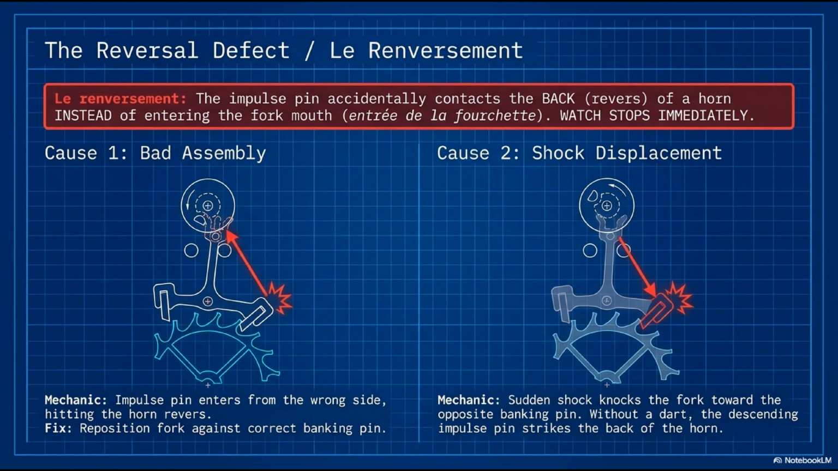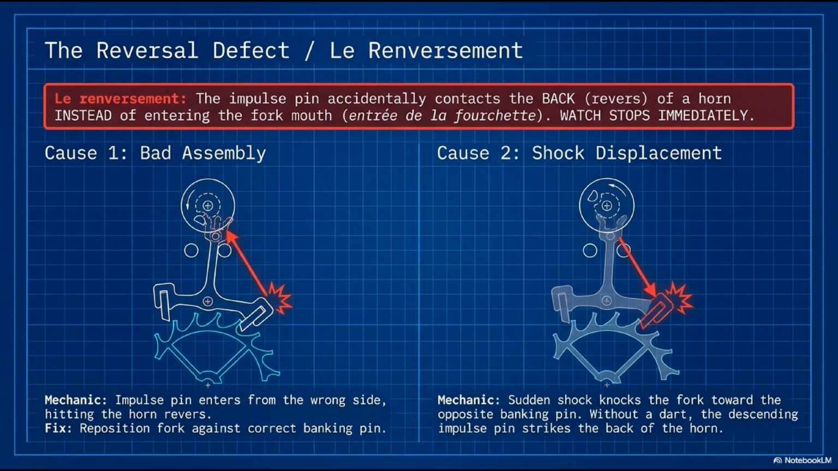Cause 2, shock displacement. A sudden external shock displaces the pallet fork from its resting position across to the opposite banking pin. With the fork now on the wrong side, the fork mouth is positioned away from the impulse pin's path of descent. When the balance returns, the impulse pin expects the fork mouth but encounters the horn revers instead. Watch stops.